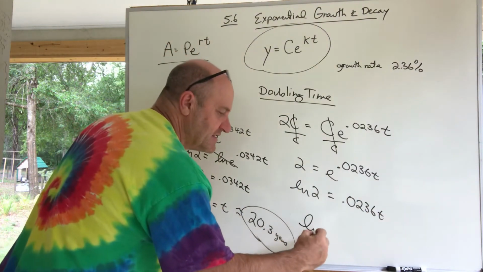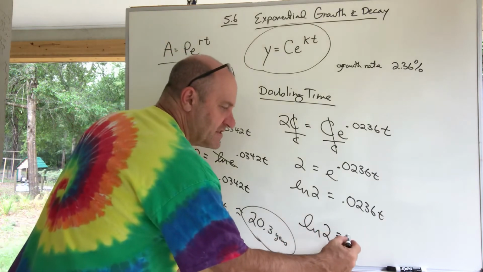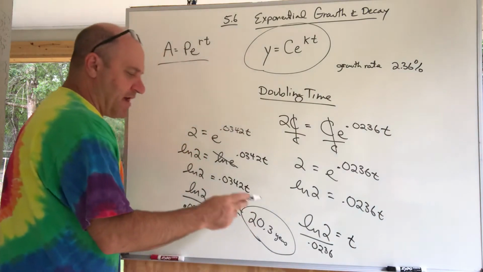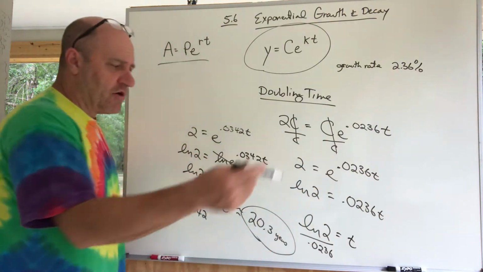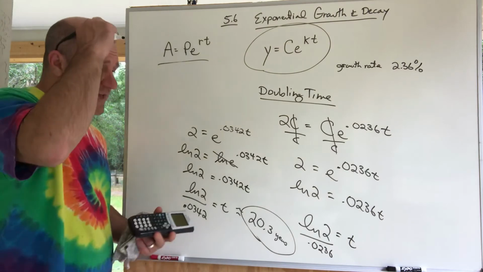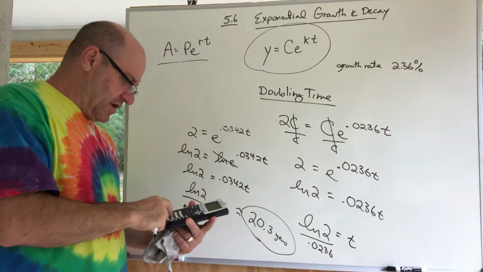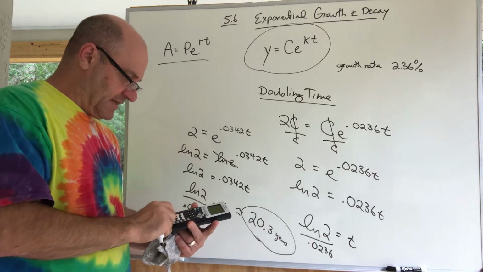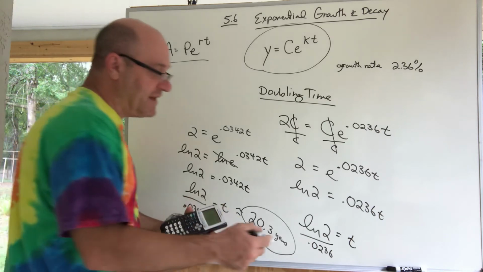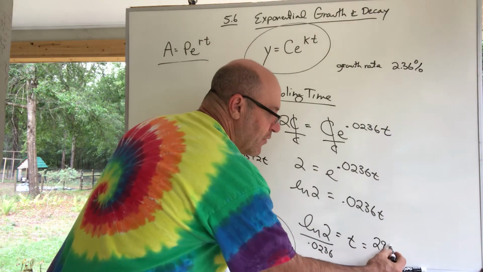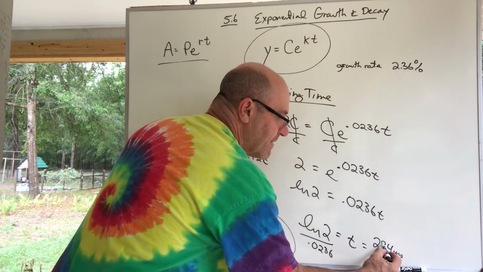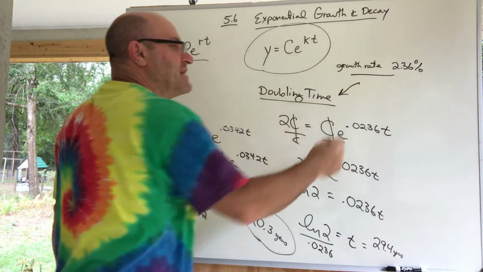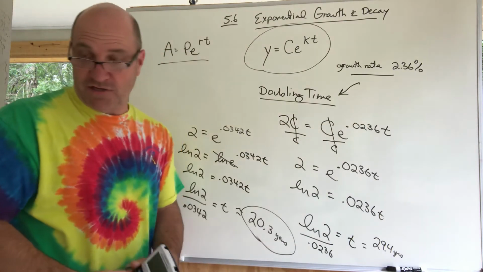So I was pretending this is the doubling time for the same county, but I had a lot less growth rate. Remember, I had a lot less growth rate, so this is going to be a longer time. I'll pick up my calculator and check this out. The natural log of 2 divided by 0.0236. Yeah, 29.4 years. And like I said, I was pretending I gave you the growth rate and asked you for the doubling time, and I didn't even give you the initial population.